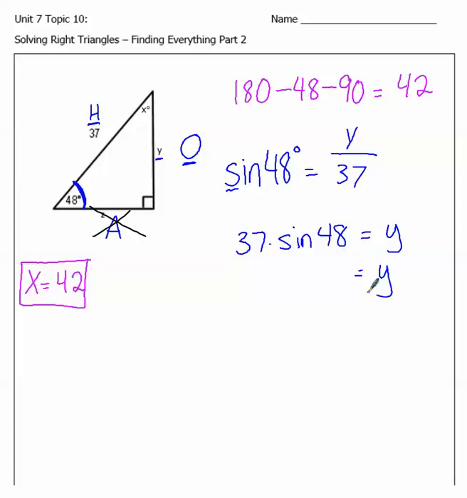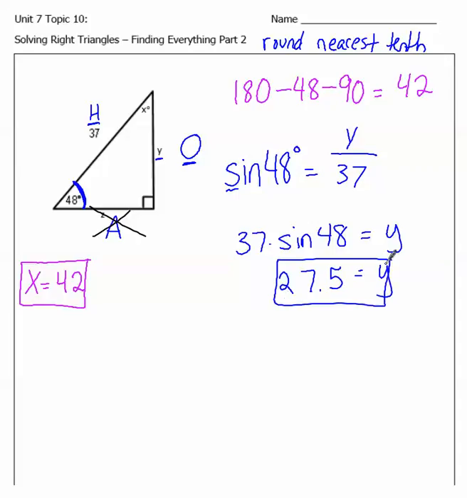And that gives me 30, oh, nope, I did subtract. 37 times sine of 48 is 27.496. You'll see it on your calculator too. The problem said round to the nearest tenth. It obviously doesn't, but let's say that it did. Nearest tenth is 1 decimal place, so 27.5. That 9 is going to make that 4 turn into a 5. So I've got y.